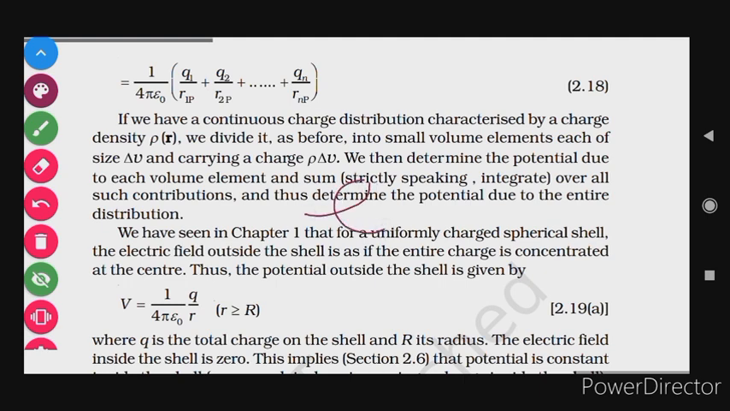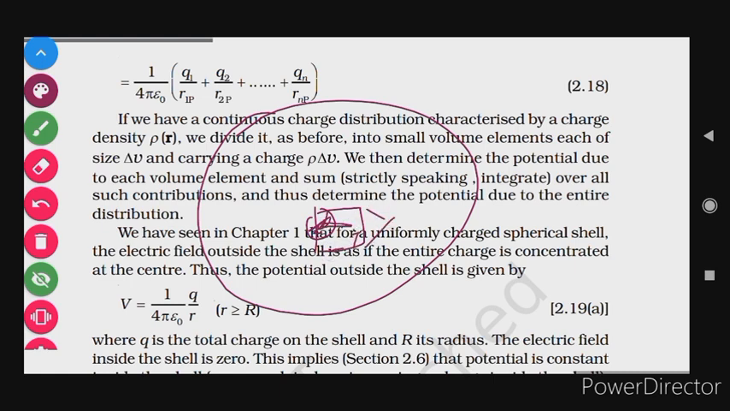Just multiply the volume element, that is del v, times the volume charge density. You get the charge of the small volume. So what we have done is find the small volume. Suppose there is a small cube like this.